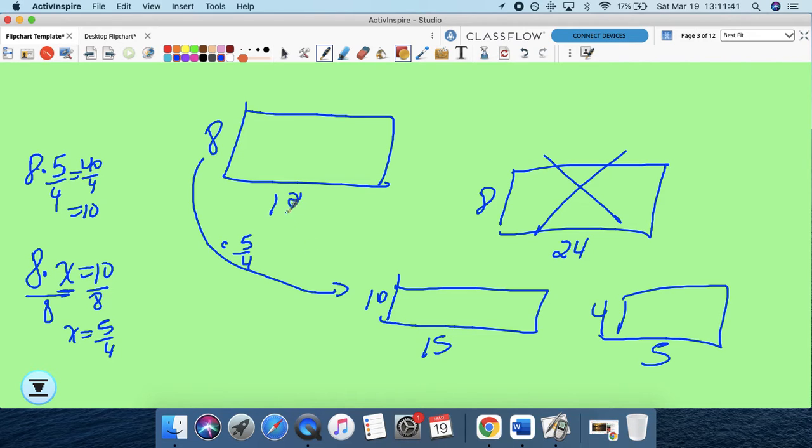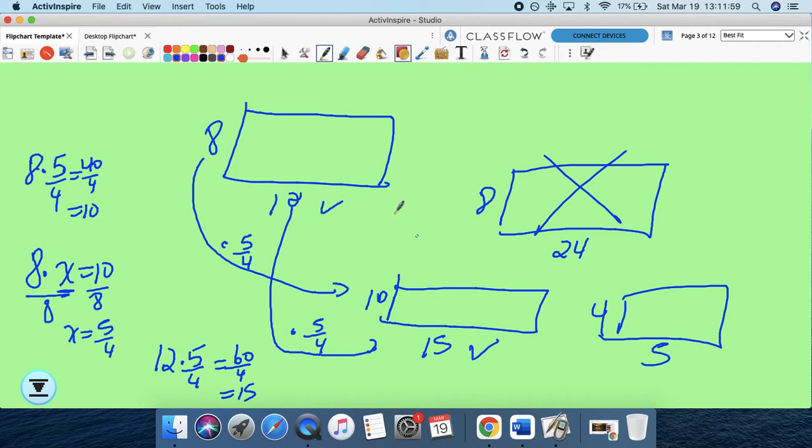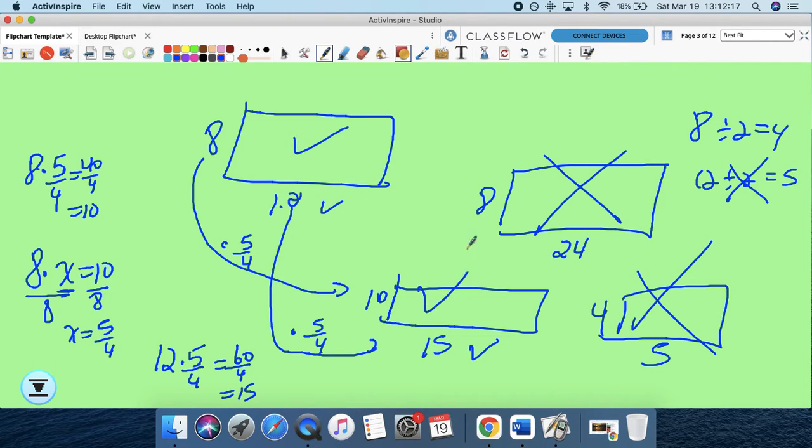So what about 12? 12 times 5/4, is that 15? Let's try it. 12 times 5 is 60/4. 60/4 is 15. Yeah, it works. So this is similar. What about the last one? It's 8 divided by 2, 4. So 8 divided by 2 is 4. That means that 12 divided by 2 should be 5. But it's not. So this one is not similar. So this and this are similar.